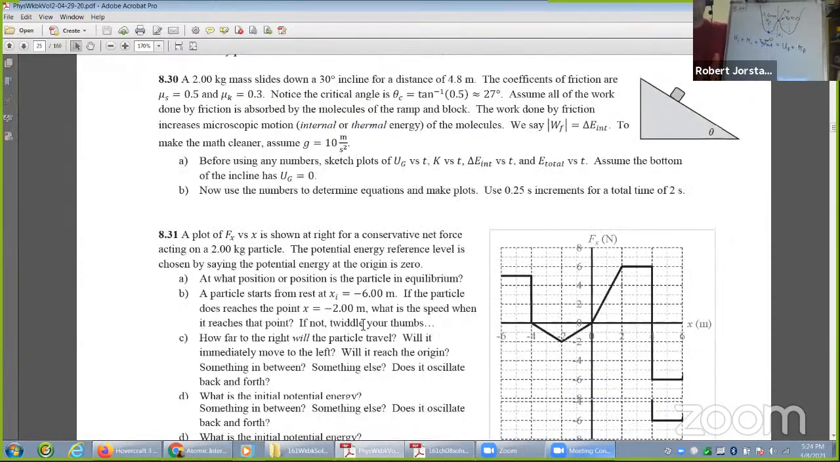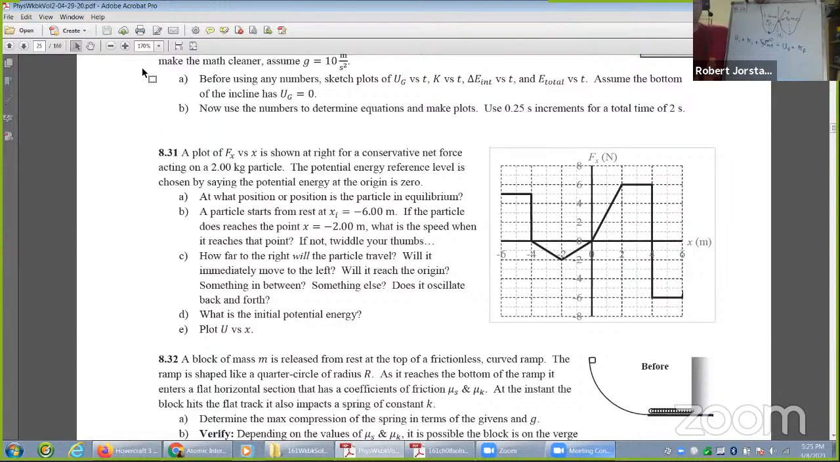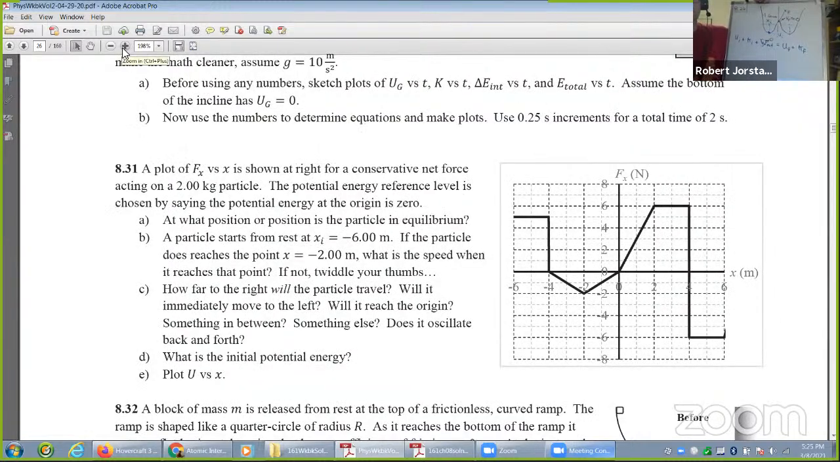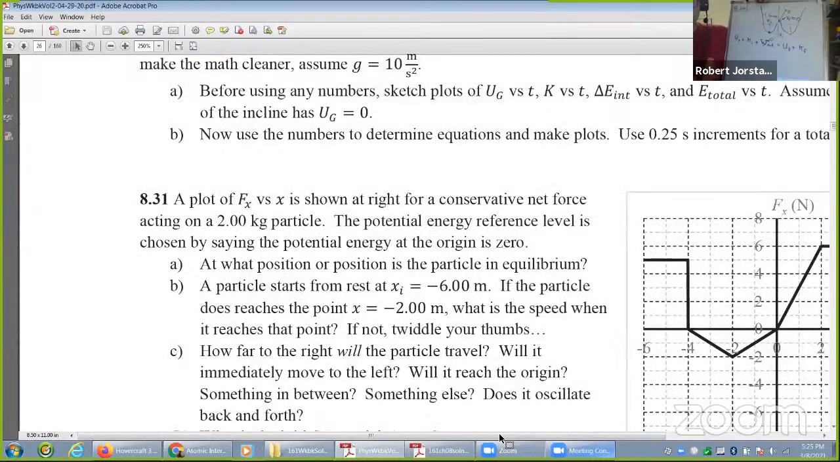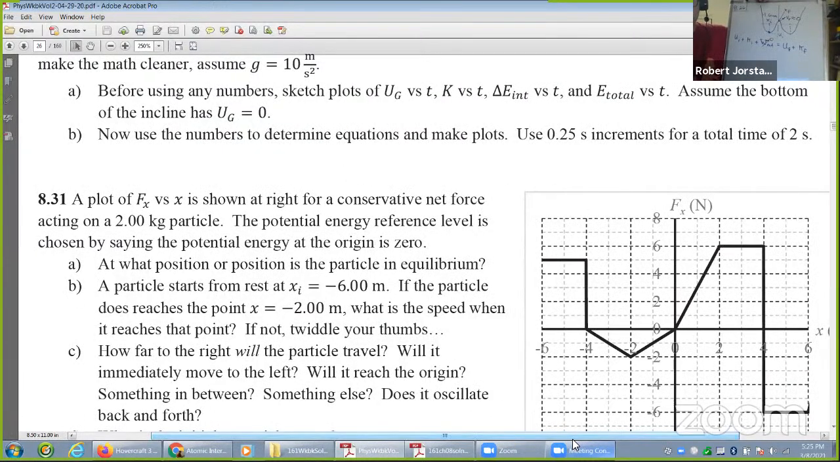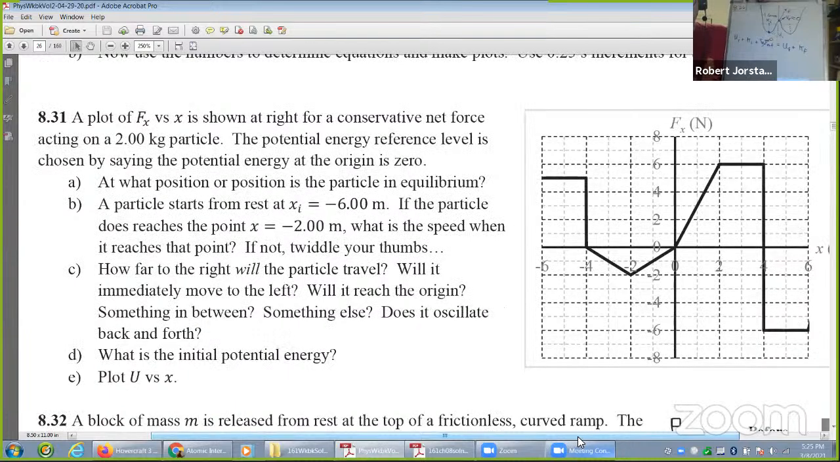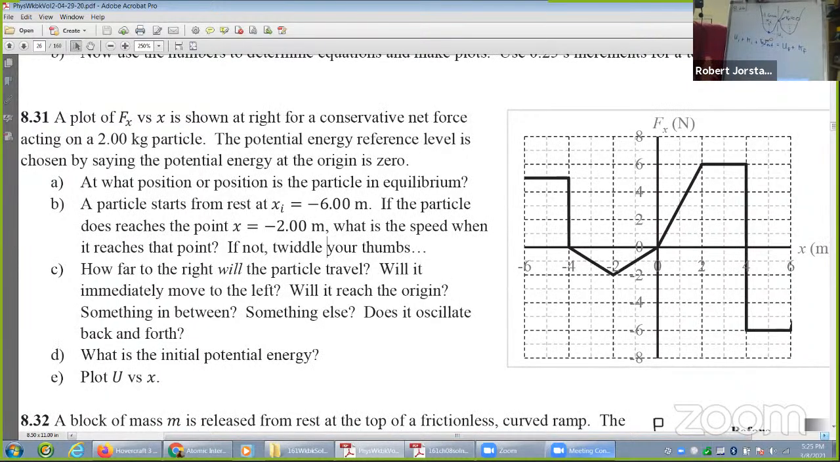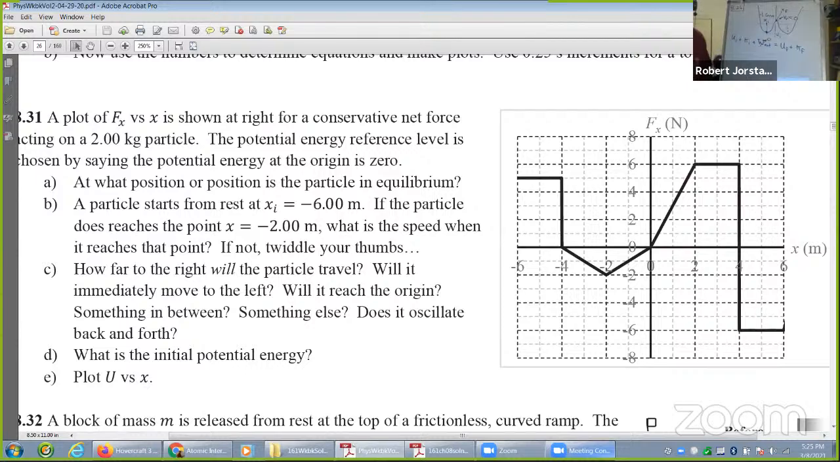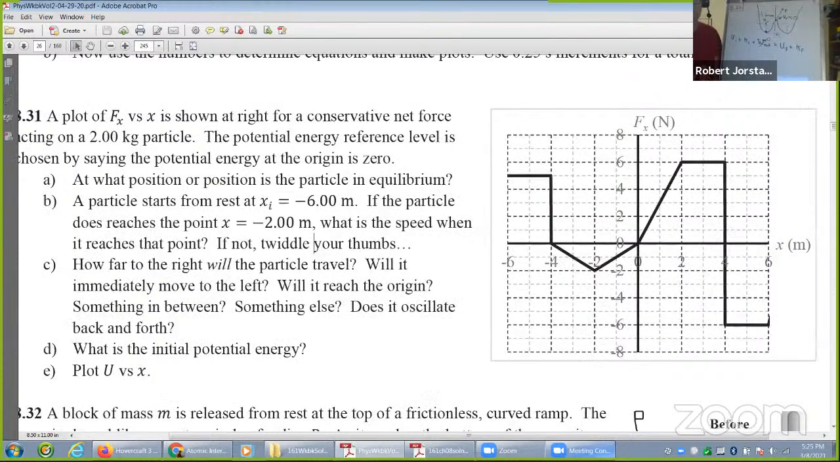I'm going to go another way. Look at this one. Look at 8.31. Let me make this bigger here. All right. Let me get this all on the screen. Consider this one. It's a little bit different in the sense that it looks like I gave you force and x. Let me make that just a hair smaller. Sorry about that. There we go. So now, how is this one different from the one we just did?